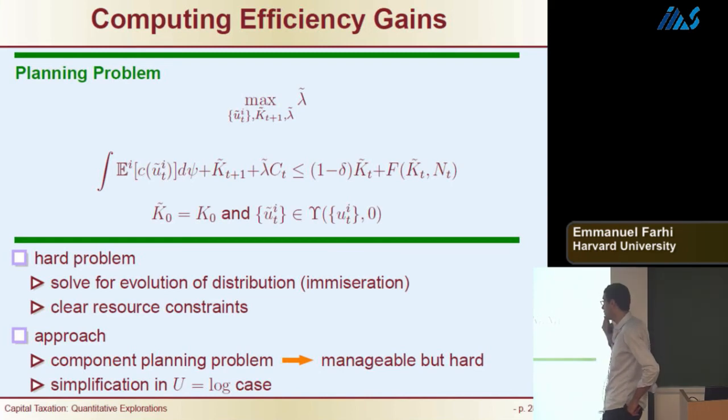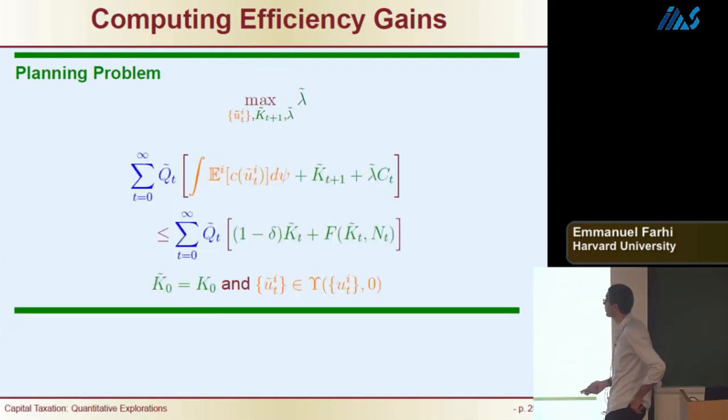So we're going to find a way to do it by breaking it down into two pieces. The first one is going to be a component planning problem, which is going to be manageable. The other one is going to be an aggregate planning problem. So let me try to go there.